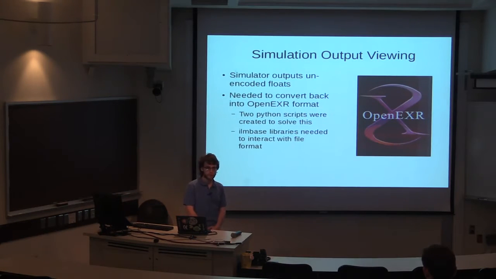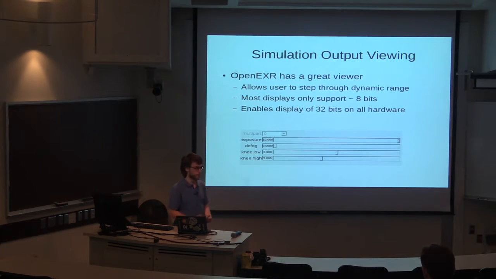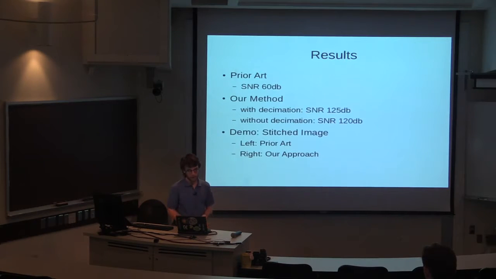The simulation itself output basically raw unencoded floating points, and so I had to both convert initially the OpenEXR format into a format that the simulation could handle, and then back into the OpenEXR format to display later. And one of the very nice things about the displayer that comes with this open format is that it has a nice exposure slider. So you can display all 32 bits of information, even on something like a monitor that's only going to output about 8 bits.